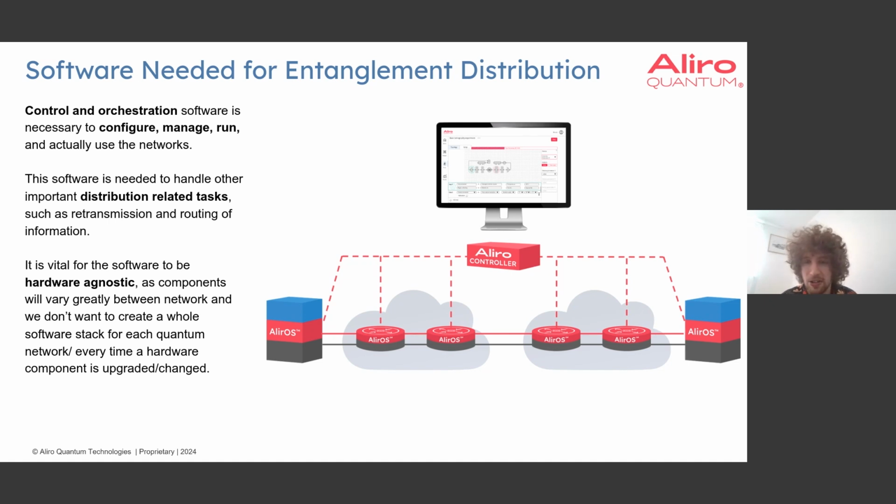This software is needed to handle other important distribution-related tasks, such as retransmission and routing of information. With things like noise, loss, and probabilistic protocols, we will almost certainly need to retransmit information at multiple layers of the stack. While our network example was relatively simple, with only one path between Alice and Bob, there can be many paths we need to choose between. We will want to use software to select pathing to optimize for factors like security and throughput.